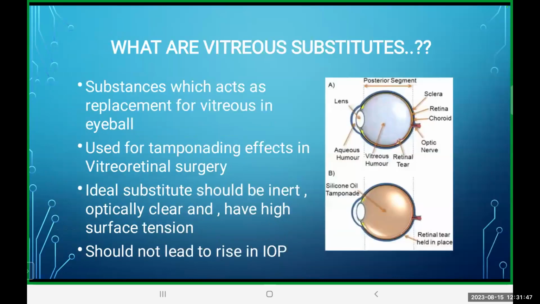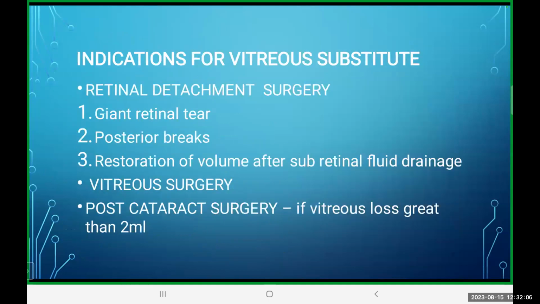Next, what are vitreous substitutes? They are substances which act as a replacement for the vitreous in the eyeball. They are used for tamponading effects in vitreoretinal surgeries. An ideal vitreous substitute should be inert, optically clear, and have high surface tension, and it should not lead to a rise in intraocular pressure. Indications for vitreous substitutes include retinal surgeries, which include giant retinal tear, posterior breaks, and restoration of volume after subretinal fluid drainage surgeries.